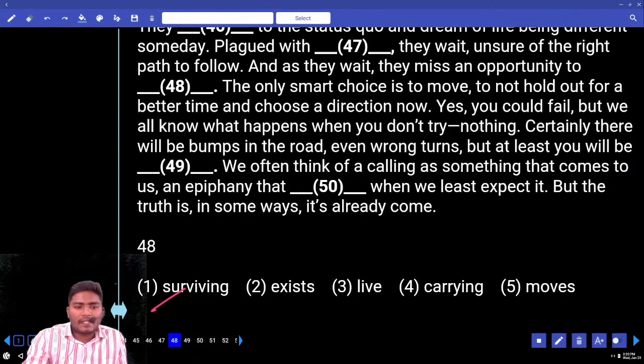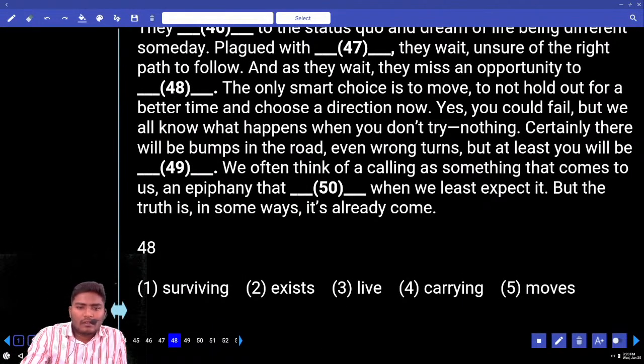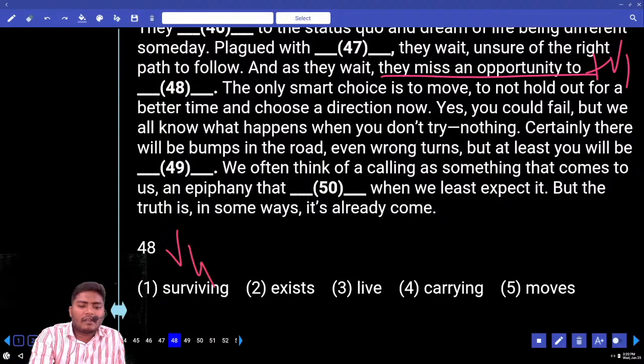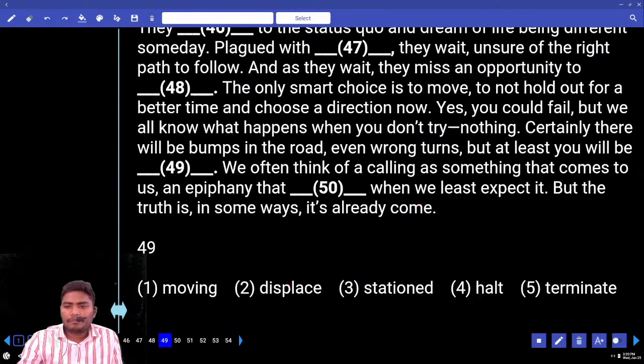Next one, 48. Opportunity to, direct answer, right? Yeah. They miss an opportunity to. "To" is followed by, how many V1s are there? Tell me your answer. 49.